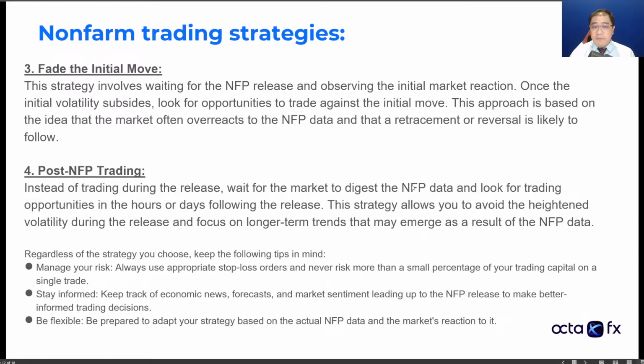Number three is actually to fade the initial move. This strategy involves waiting for the NFP number to be released and observing the initial market reaction. Once the initial volatility subsides, look for opportunities to actually trade against the initial move. Why? Because it's based on the idea that the market often overreacts to the NFP numbers and that a retracement or a reversal in the very short term is likely to follow. Okay, number four obviously is post NFP trading. You can wait for a few hours if you want to, or maybe wait until Monday to decide what you want to do before you open your position.